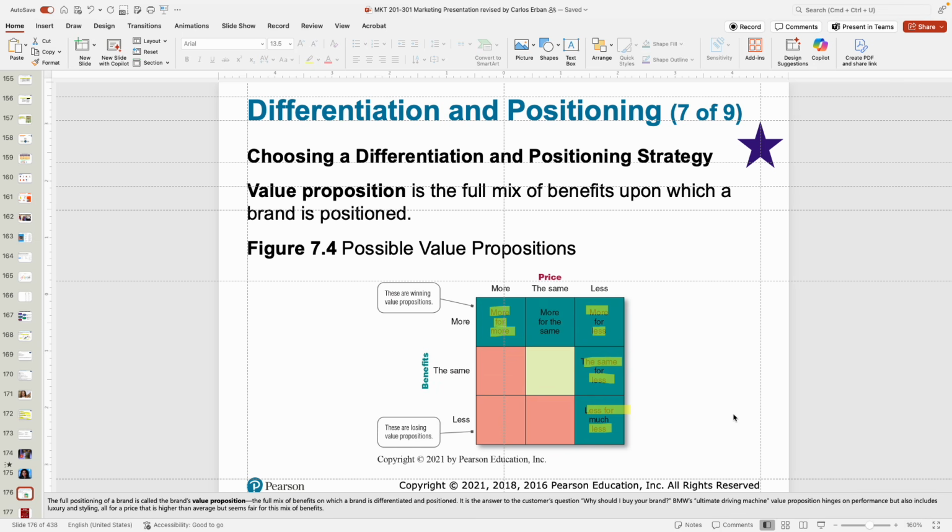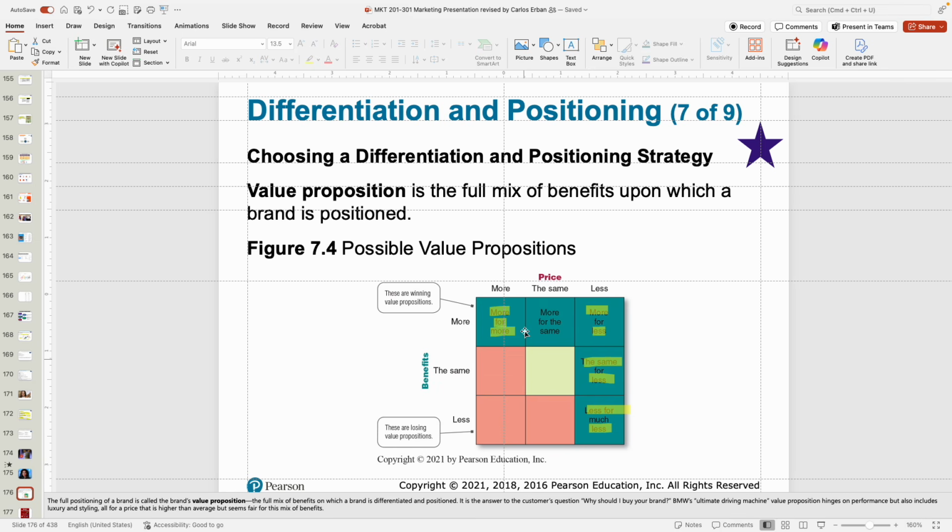So there are winning and losing positionings. So the green ones, if you charge more but you have more benefits, then that's good. Now, if you have more benefits and charge the same or less, that's even better, right?